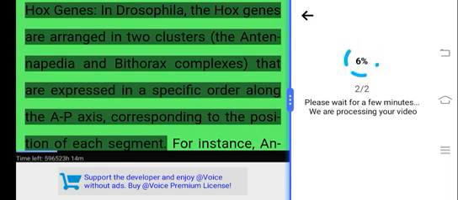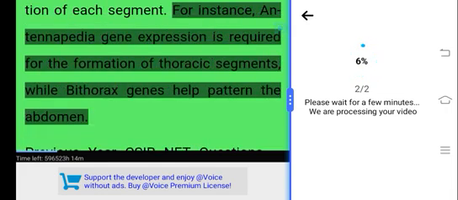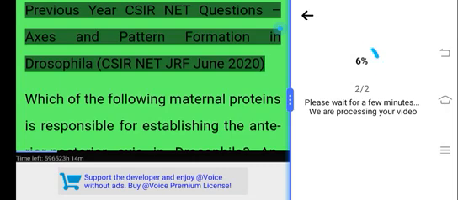Hox genes. In Drosophila, the Hox genes are arranged in two clusters, the Antennapedia and Bithorax complexes, that are expressed in a specific order along the AP axis, corresponding to the position of each segment. For instance, Antennapedia gene expression is required for the formation of thoracic segments, while Bithorax genes help pattern the abdomen.